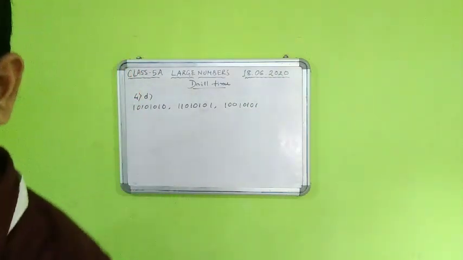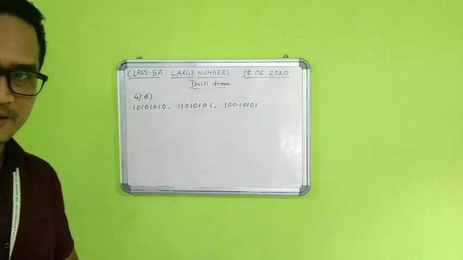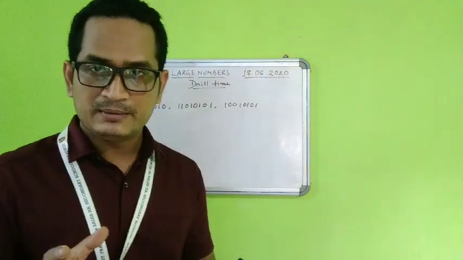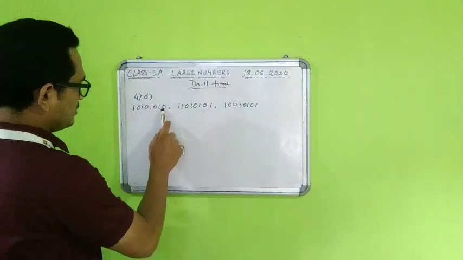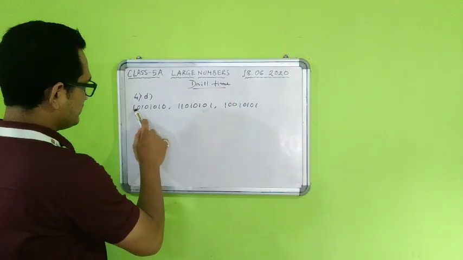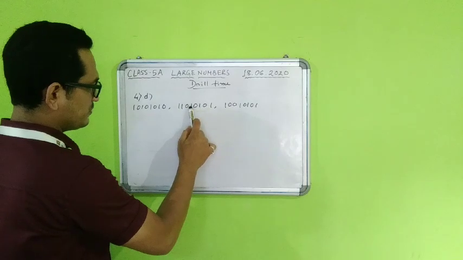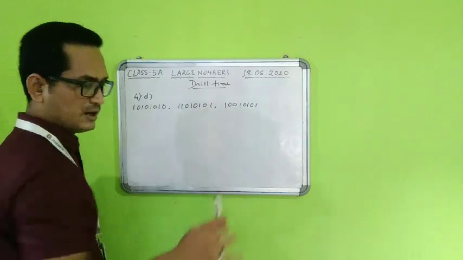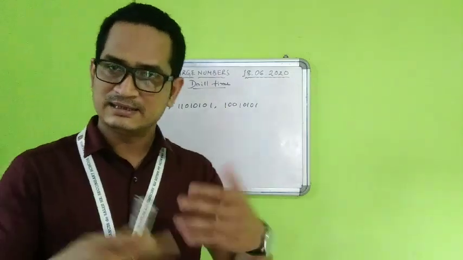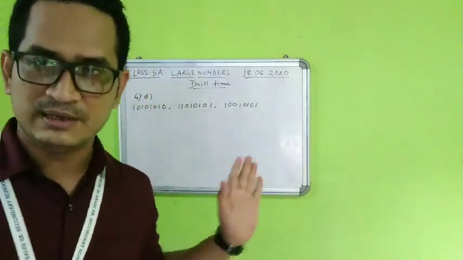Now let us start with the comparing. First of all students, as I said already, to compare numbers you first have to see the number of digits. Let us count: 1 2 3 4 5 6 7 8. All are having 8 digits, so it is the same process. We need to start from the left hand side.